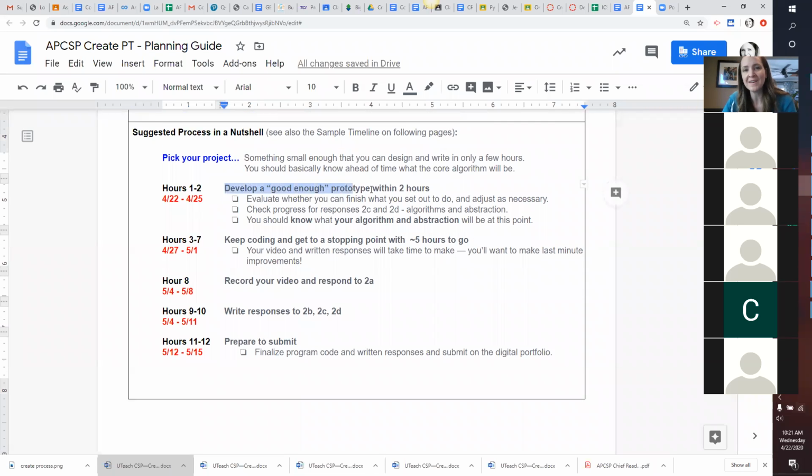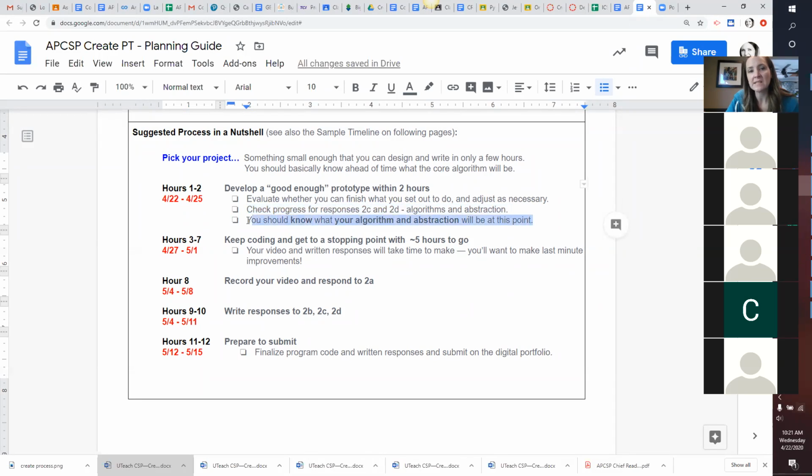So develop a good enough prototype within 2 hours. That's just with the pseudocode. Start looking at it and evaluate, could I really build this next week? If I have 1 week to build this, is this realistic? Start looking at whether or not it's going to meet the responses for algorithm and abstraction. Have you made something that's complex enough that you can have an algorithm that has inside of it 2 sub-algorithms? Are you using abstraction, which you all should be because you're going to be writing your own functions?